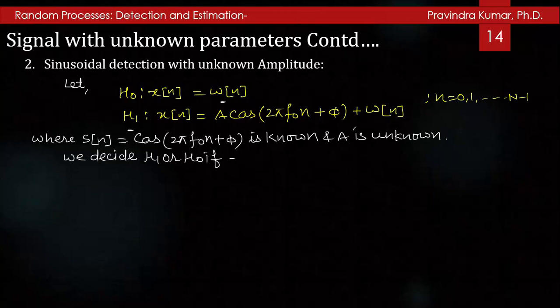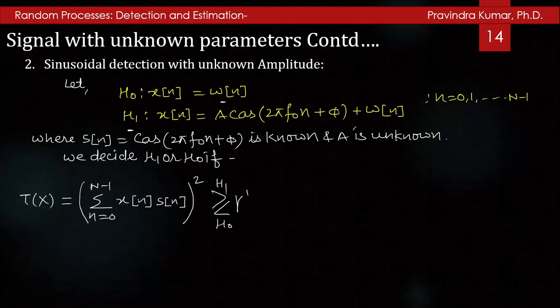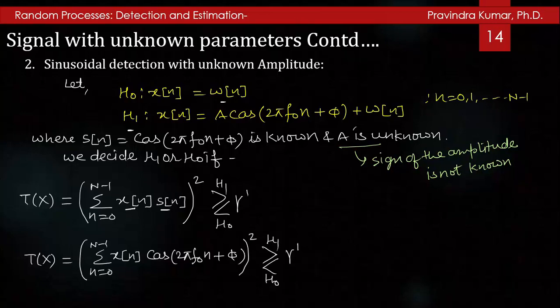So we can see we decide H1 or H0 from the previous slide. We know the test statistic, the summation from n equals 0 to N minus 1 of x[n] s[n], whole square, greater than or less than a threshold value gamma, since the sign of the amplitude is unknown here. So I can apply this s[n], which is cos(2 pi f0 n plus phi). So the test statistic will be the summation from n equals 0 to N minus 1 of x[n] cos(2 pi f0 n plus phi), whole square, greater than or less than gamma dash.